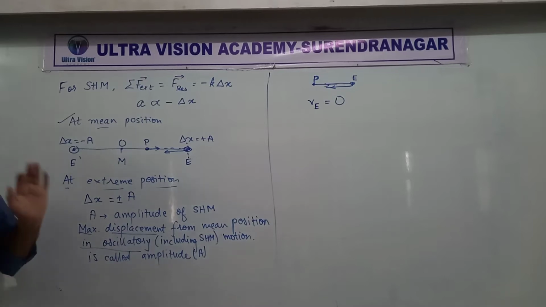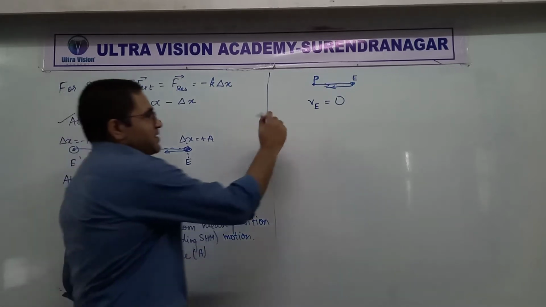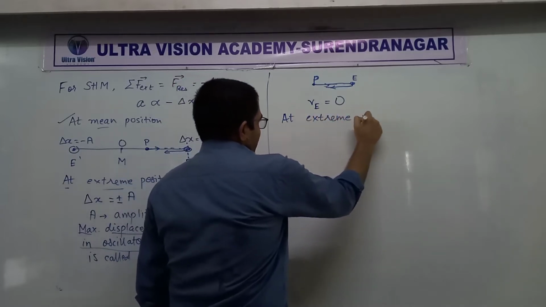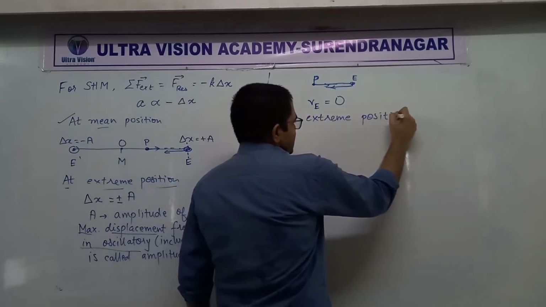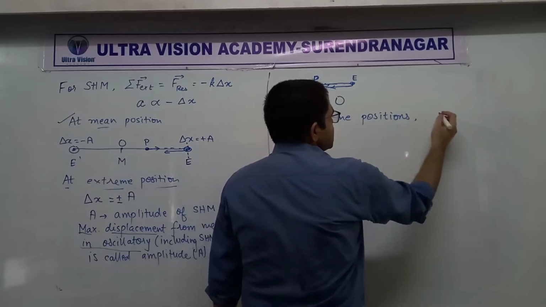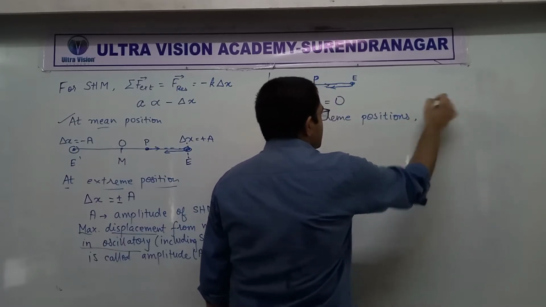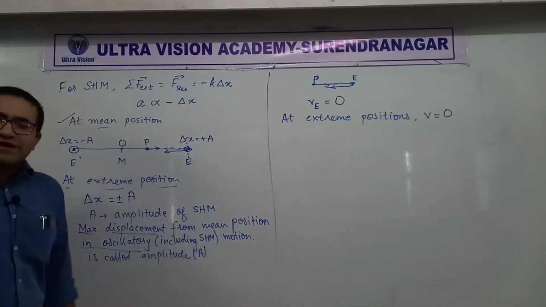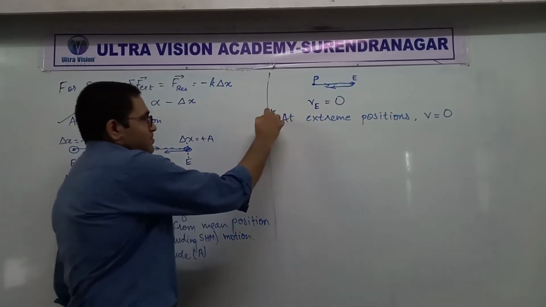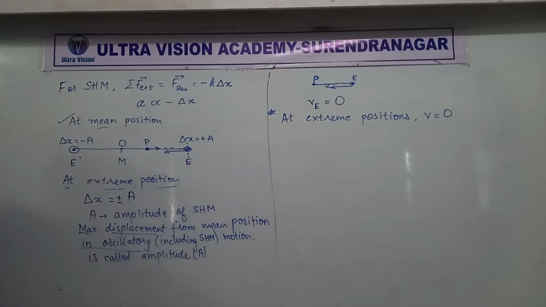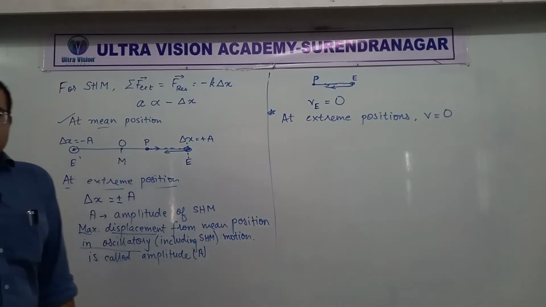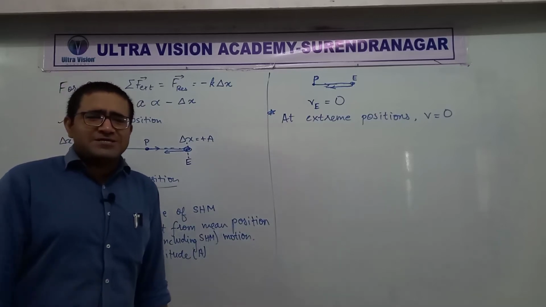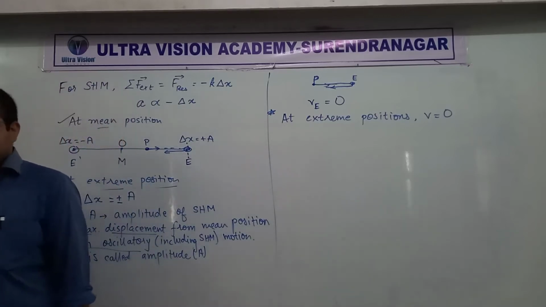Right. So remember this as a rule. At extreme positions, both sides, not just one side, V is equal to 0. That's something worth remembering. At extreme position, V is equal to 0. Where is acceleration 0? Where is acceleration 0 in SHM?